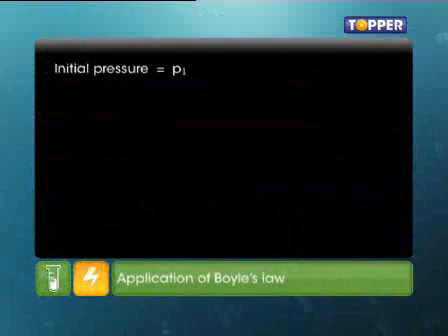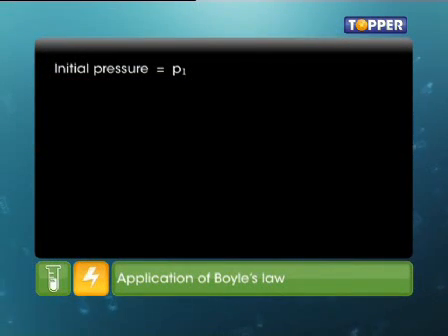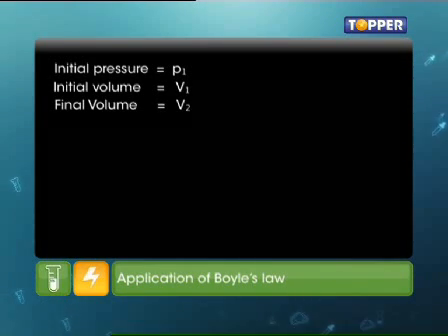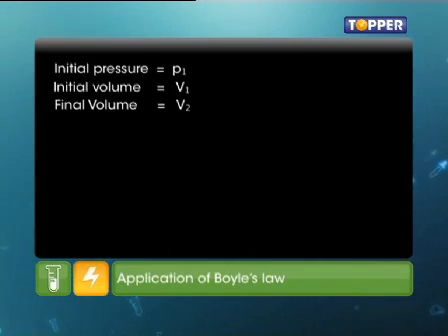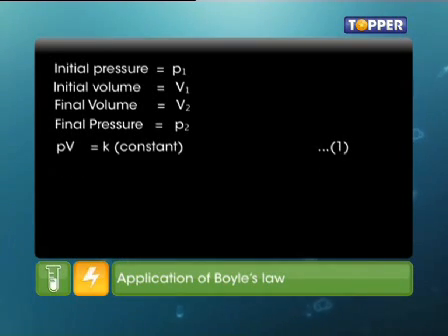At a fixed temperature and known amount of gas, the product of pressure and volume remains constant. If the initial pressure of gas is P1 and initial volume is V1, and the gas expands to volume V2 and the pressure becomes P2, then by using Boyle's law, P1 V1 is equal to P2 V2.